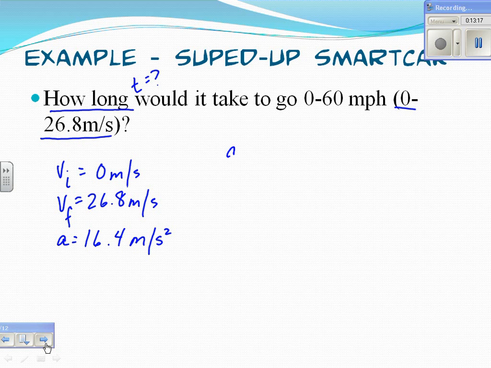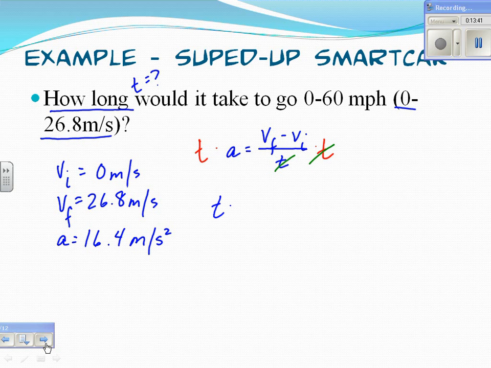So going back to last chapter, we know that acceleration is the change in velocity, v final minus v initial, over time. I need to solve for that time. And so I need to get this time on the top of the equation and alone. So I'm going to multiply both sides by time to do that. This t with that t will cancel.